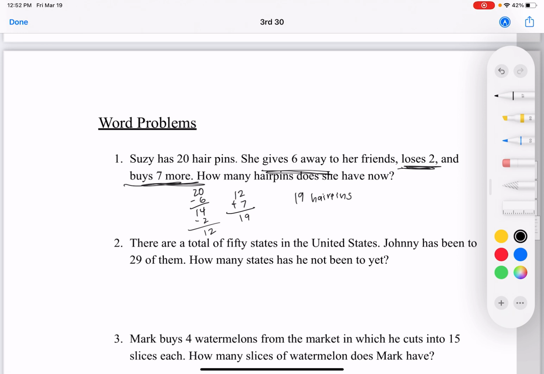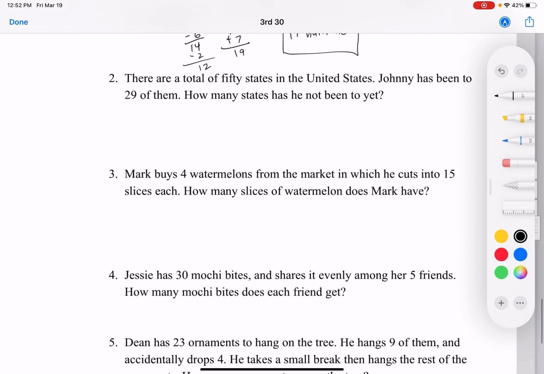Don't forget to label your units. In this case, the units would be hairpins, and box your answers to make sure that whoever is grading your answers knows where your answer is.